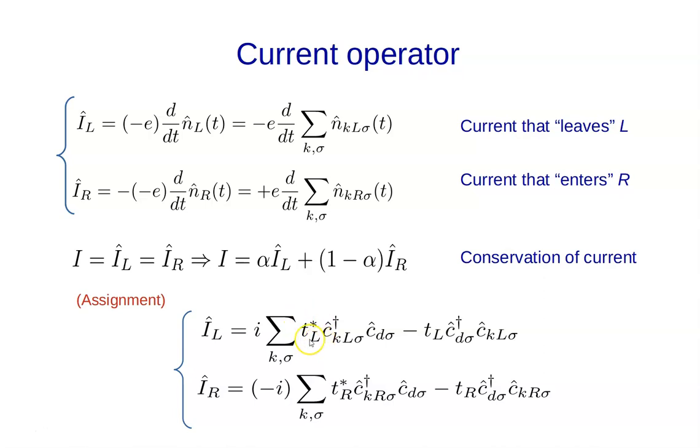Having a dependence on K doesn't change things much qualitatively. I'll just have to keep that in this sum over K all the way, and well, that's essentially more algebra. So that's the idea you can do in the assignments. The important thing here is that I'm now defining a current operator in terms of the creation and destruction operators for electrons in the dot and electrons in the lead.